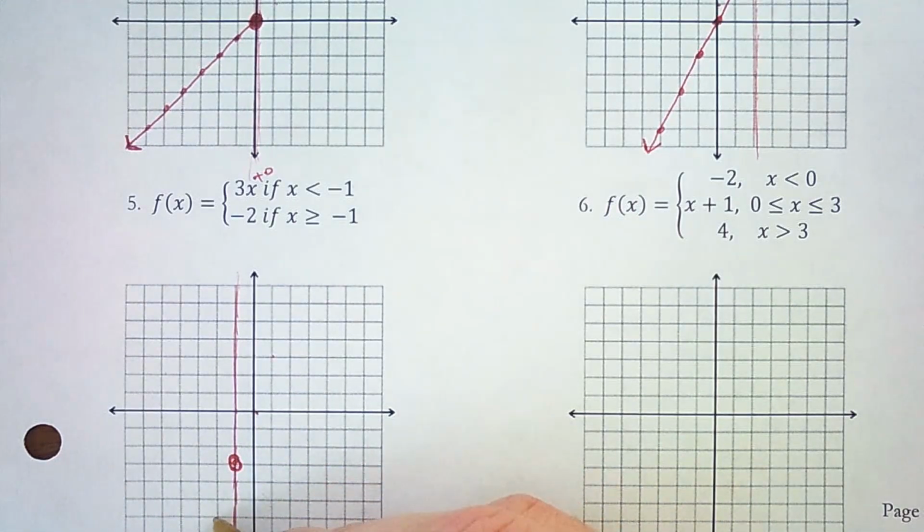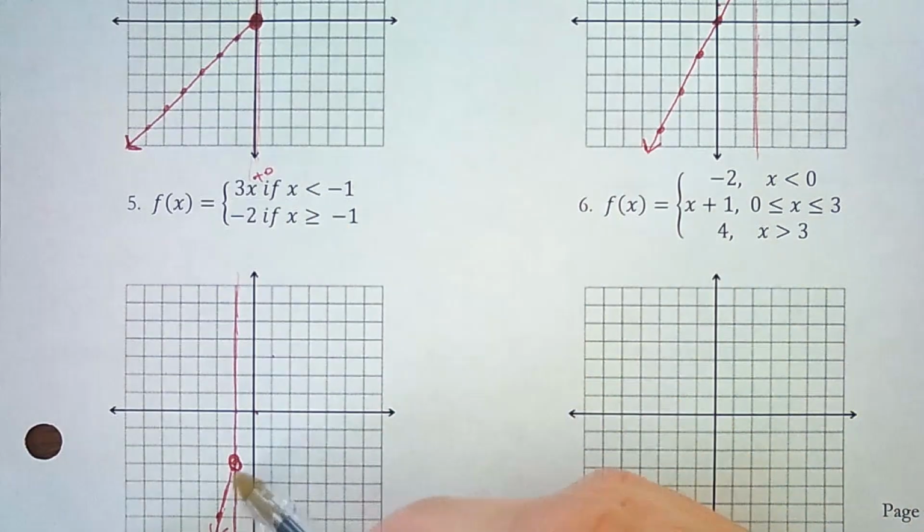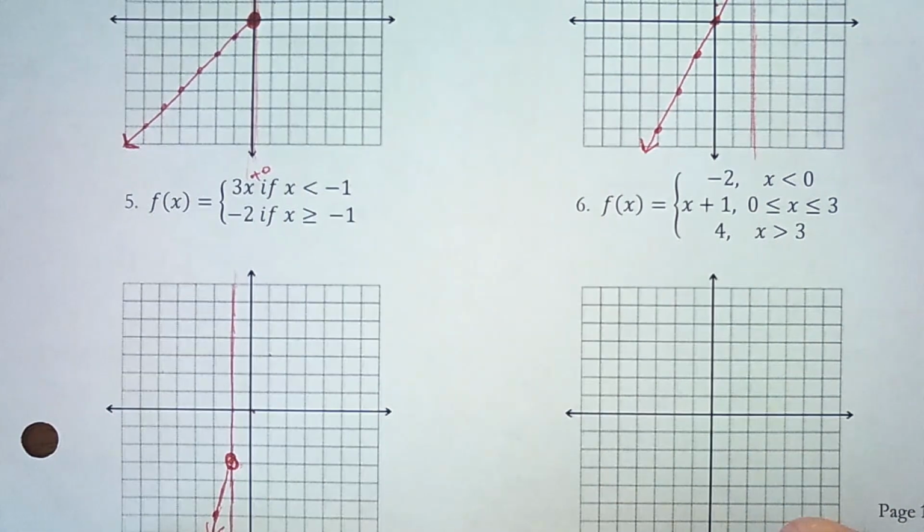And then down 3 and left 1 again. And that is what that piece looks like. And it's less than but not equal to. So I want to leave that circle open.